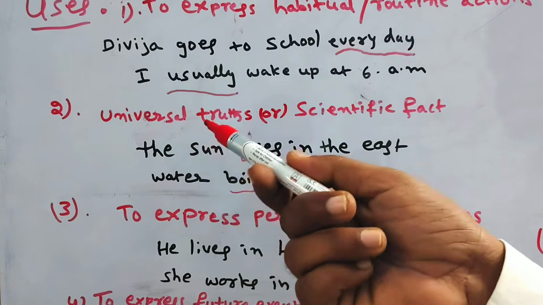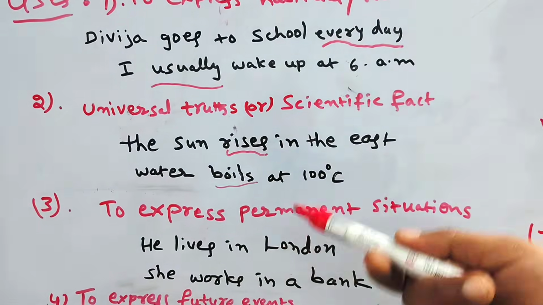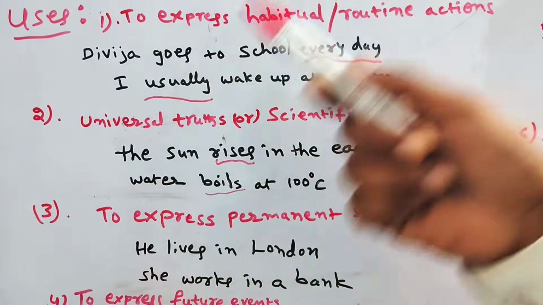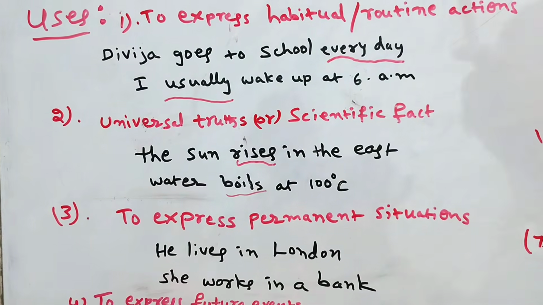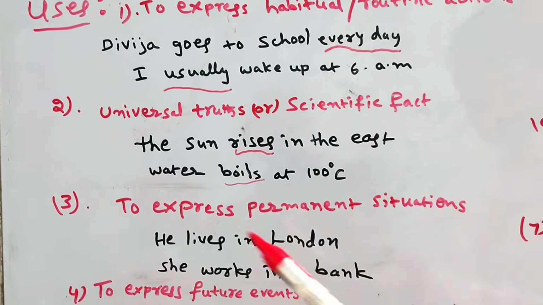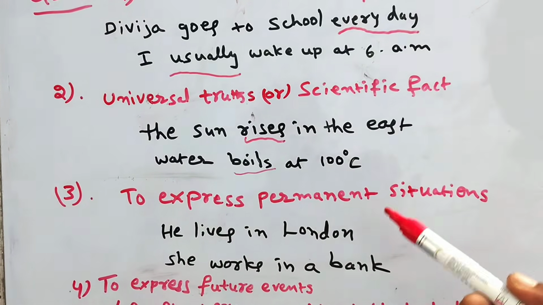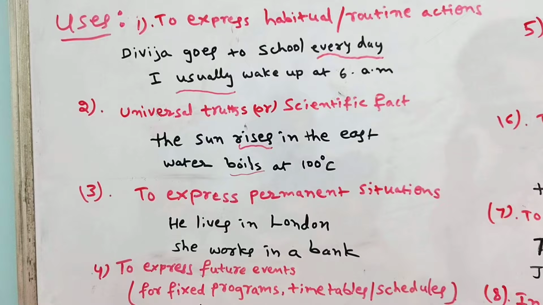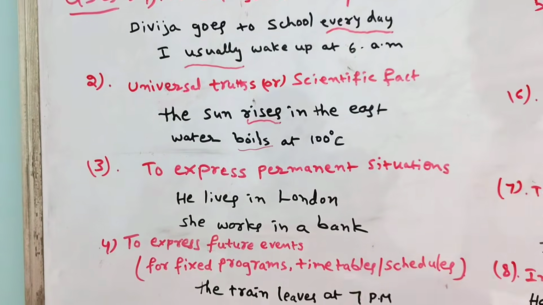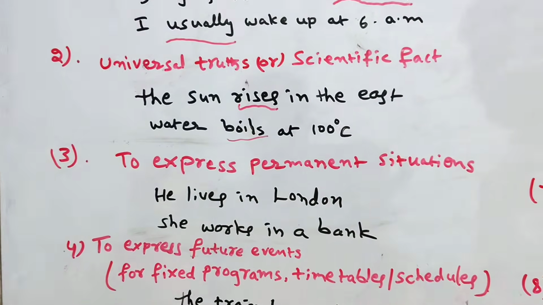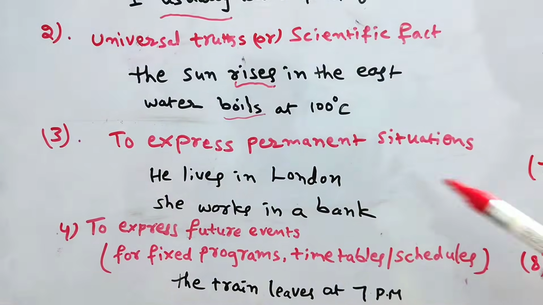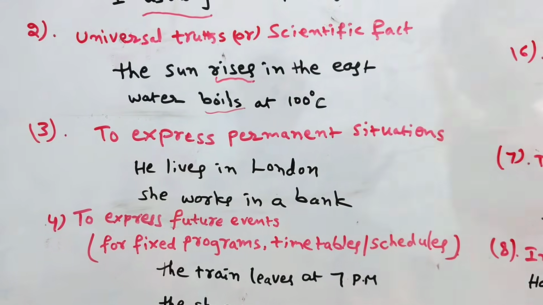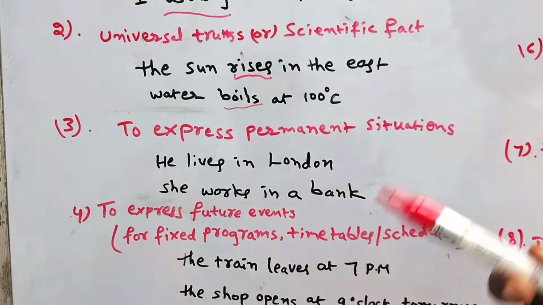Okay. The sun is, of course, unique. So for universal truths and scientific facts, we use simple present tense. And third usage, to express permanent situations. Permanent situation means for a long time, so many years. Yeah, he lives in London. He lives in London. That means from so many years he has been living in London.